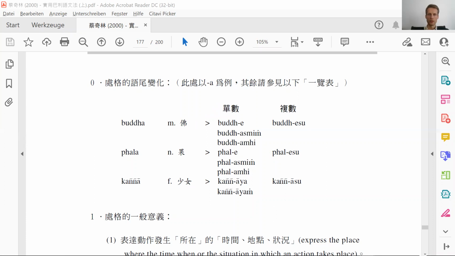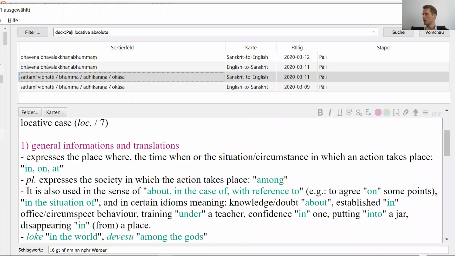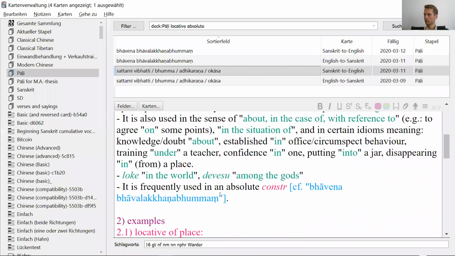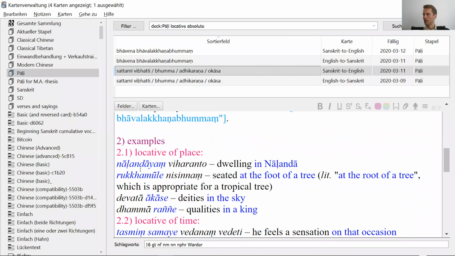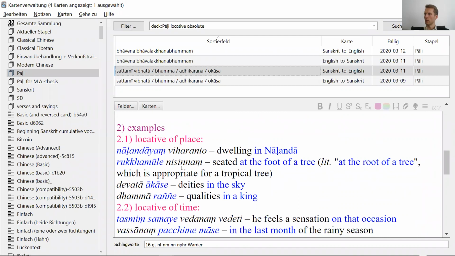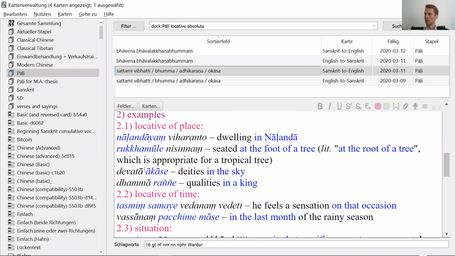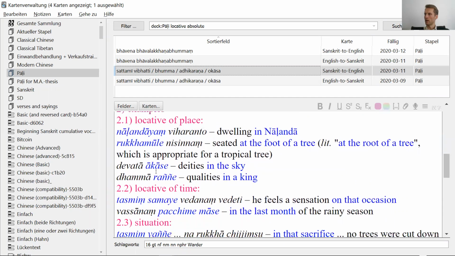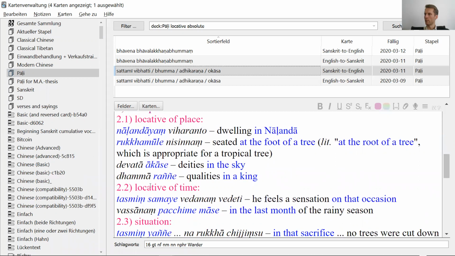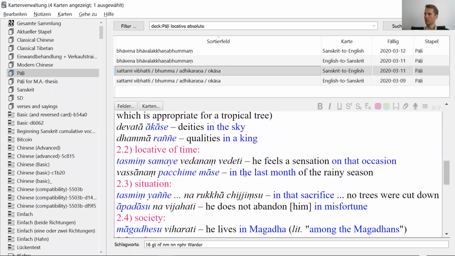It may also be frequently used in absolute constructions, for example, the locative absolute, and we can discuss this further afterwards. Now, just a few examples. Nalandayam viharanto, dwelling in Nalanda. Rukkamule nisinnam, seated at the foot of a tree, or at the root of a tree. Devata akase, deities in the sky. Dhamma ranne, qualities in a king.